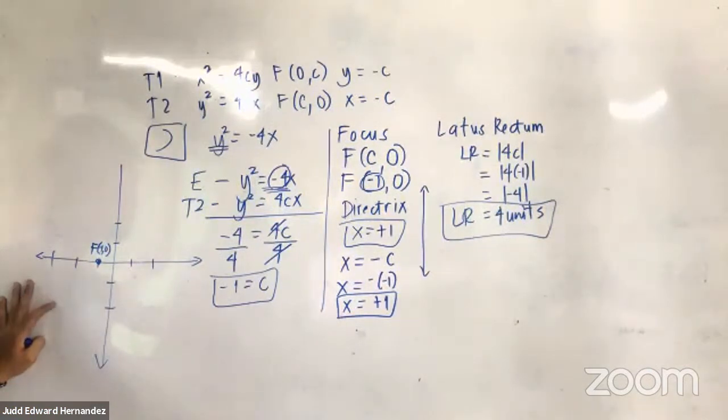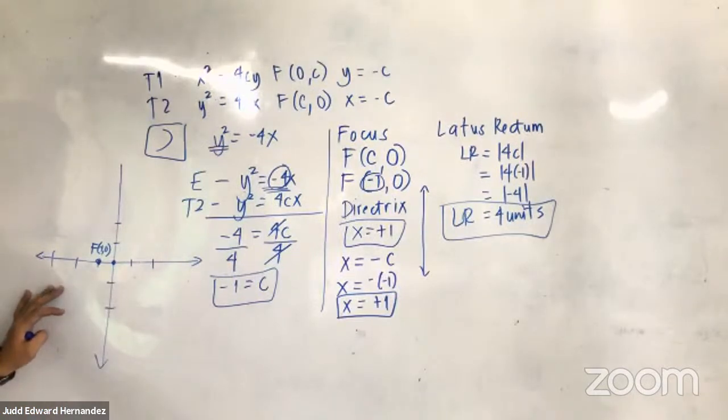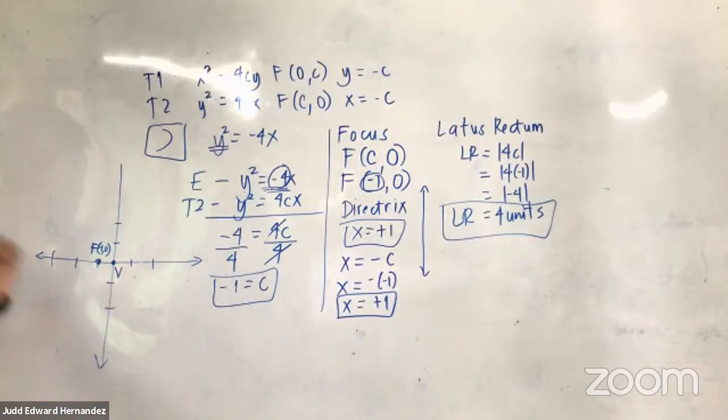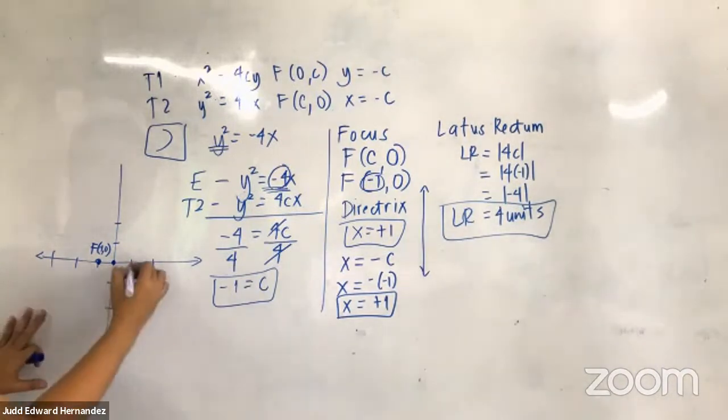Where is the directrix? Asan muna yung vertex? This is the vertex located at the origin. Baka nalilito pa yung iba. At nasaan yung directrix? Positive 1. Asa kaliwa ba ni focus? Kanan. Right. Okay. Therefore, is this the directrix?